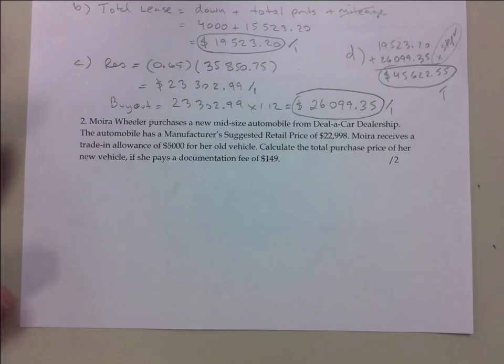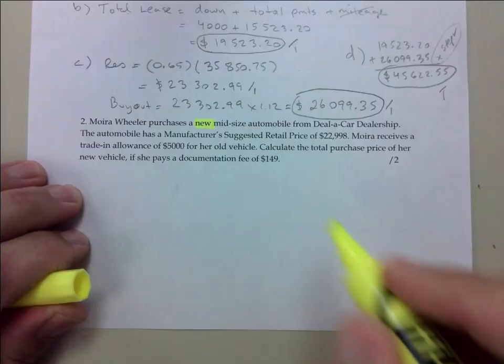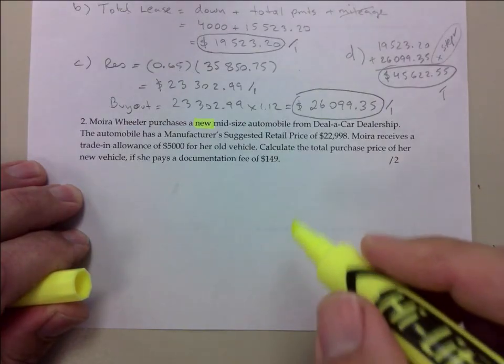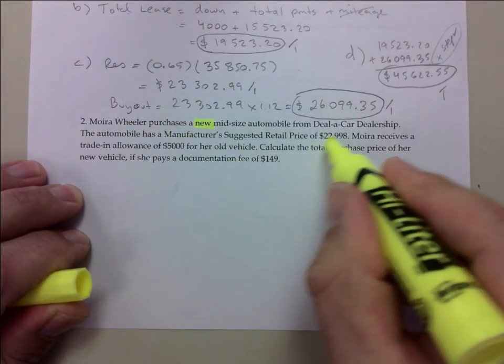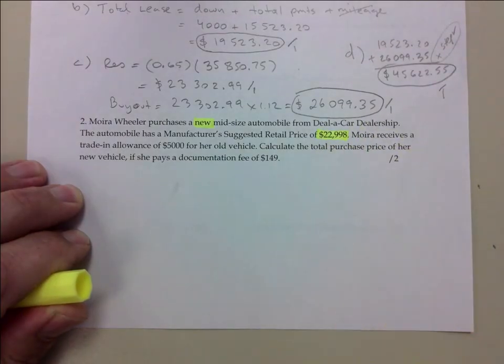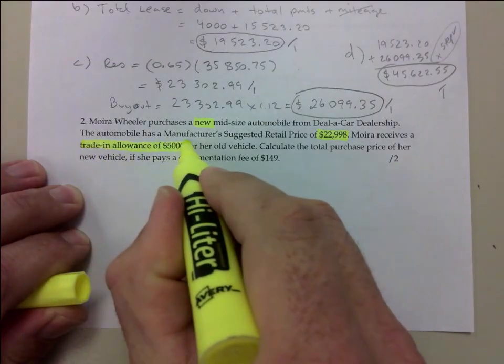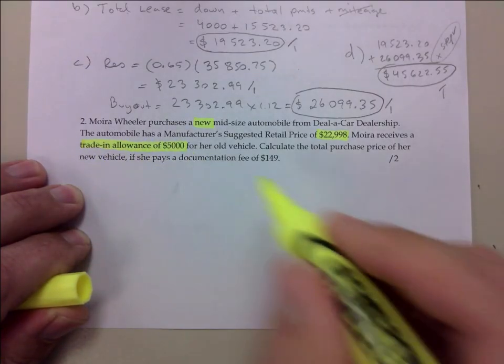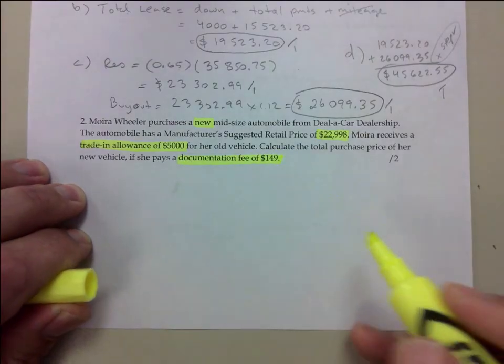Next, we've got a new car. You're buying a brand new car from a dealership, of course. The manufacturer suggested retail price is that, so that's how much we're looking at paying as is. There's a trade-in, and there's a documentation fee of $149.